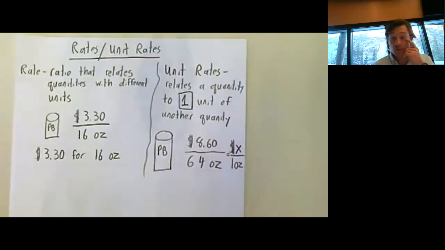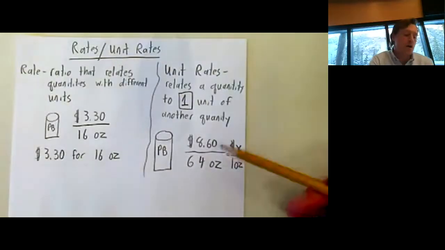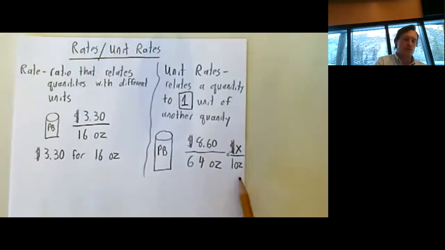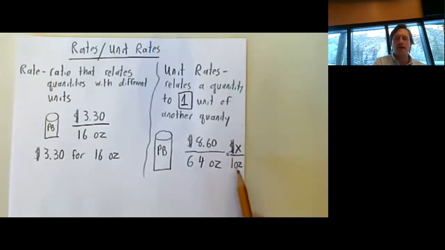And that's where we're going to start talking about next, is if we know that 64 ounces cost $8.60, how much is 1 ounce going to cost? And that's what we're going to be talking about next. So this ratio, whatever we get for the X, is going to be a unit rate because it has to do with 1 unit. In this case, it's ounces.